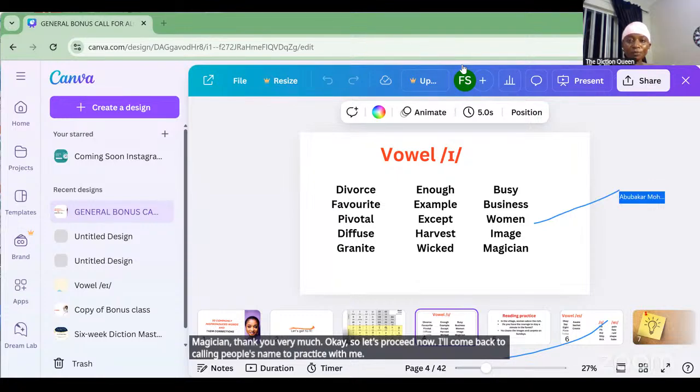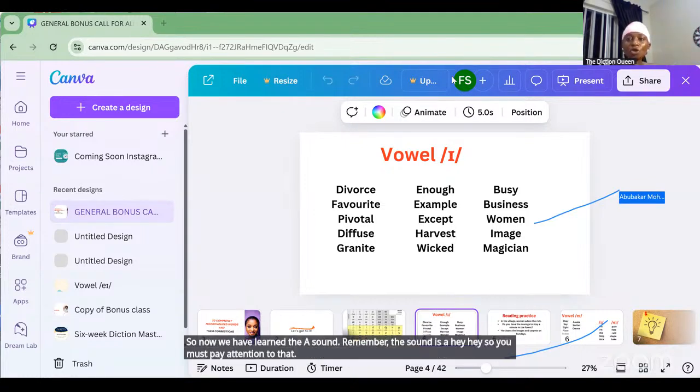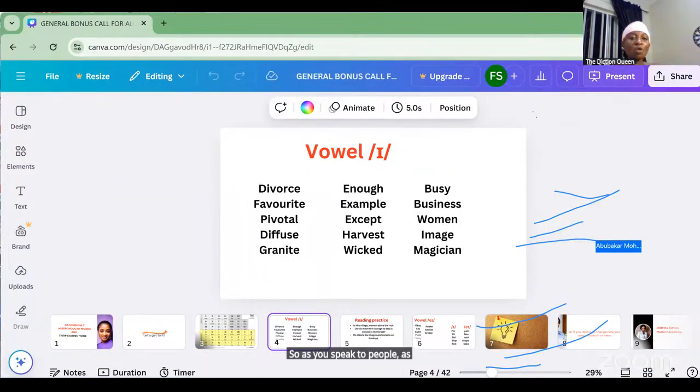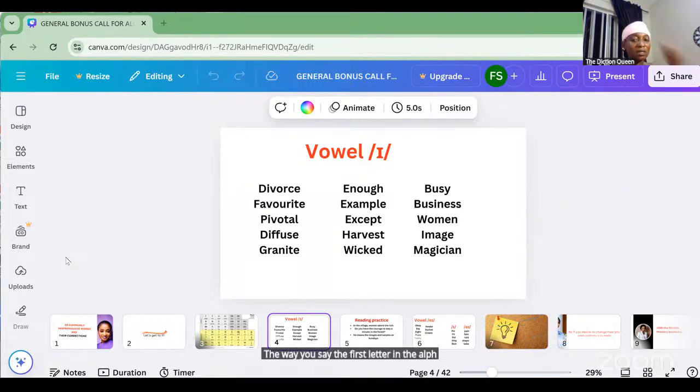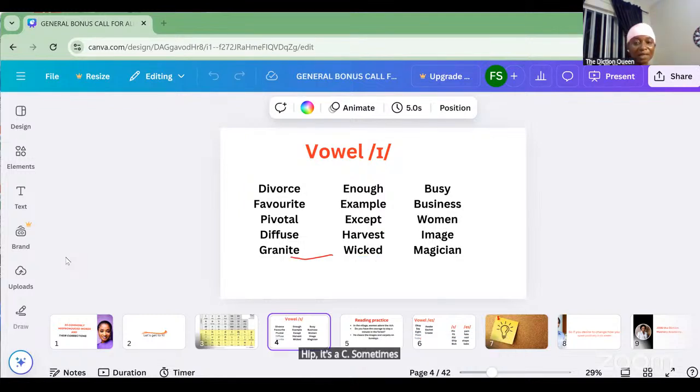So now we have learned the A sound. Remember, the sound is A. You must pay attention to that. As you speak to people, as you converse, watch out for this sound. The way you say the first letter in the alphabet is the way you say this sound. Most times, letter I makes the sound, as in divorce. In some simpler words, we have words like sit, lip, kiss, hip. Sometimes letter E can also make the sound, and of course, you can have letter U or letter O sometimes.